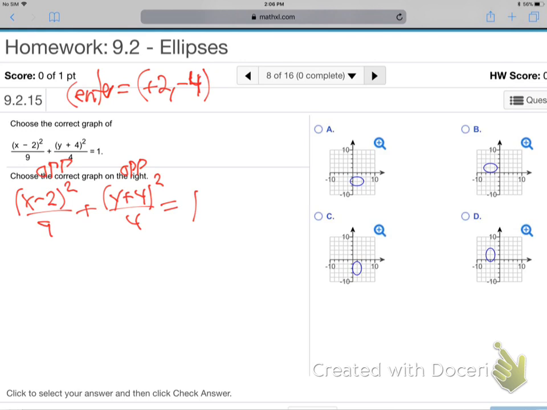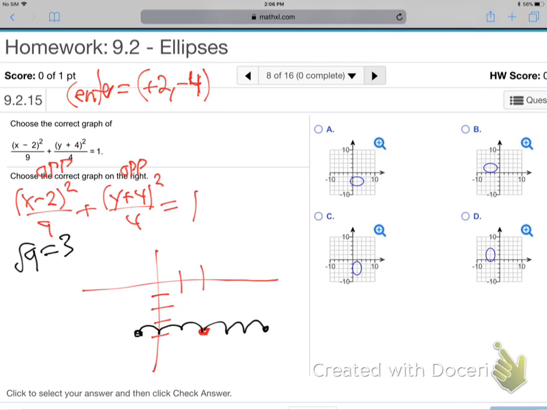Center's plus 2 minus 4. So right 2, down 4. So there's the center of the egg shape. Good so far? Now, gotta do the right, left. So the square root of 9 is 3. That's right 3. 1, 2, 3 to the right. 1, 2, 3 to the left, because that's x. Square root of 4 is 2. That's up 2. 1, 2. 1, 2.